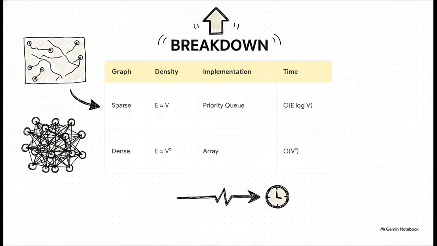In that case, ditching the heap for a completely basic, simple array is faster, running in O(V squared). And it gets even crazier. If your edge weights are strictly just zeros and ones, you can use a 0-1 BFS with a simple double-ended queue to get O(V plus E). The lesson here? More complex is definitely not automatically better.